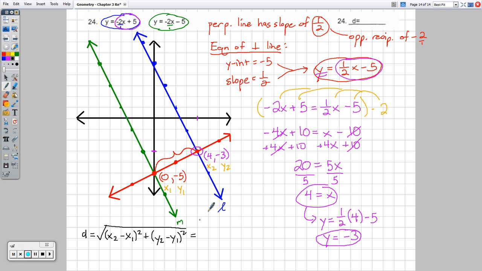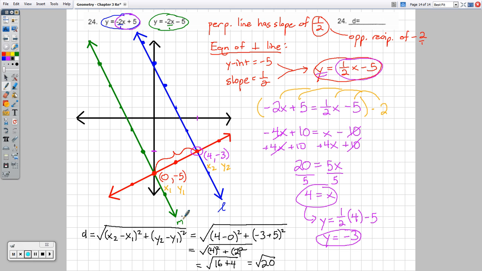So if I plug the values in that I have there, that would become 4 minus 0 squared plus -3 minus -5, which would be -3 plus 5. So just like I had said, if you use the Pythagorean theorem, you get the same thing here with the distance formula. This would be 4 squared plus 2 squared. If you simplify what you got in the parentheses, this would be the square root of 16 plus 4. That's the square root of 20.